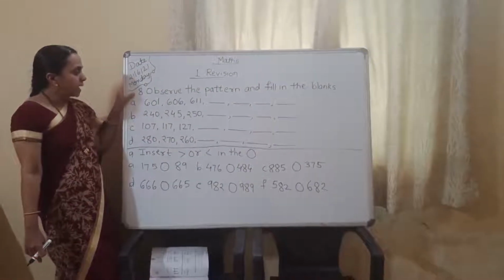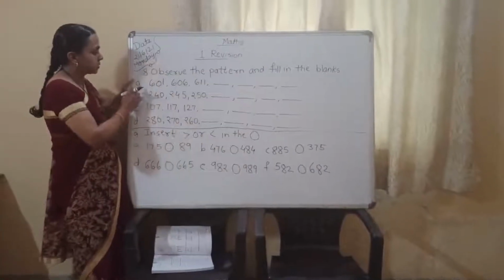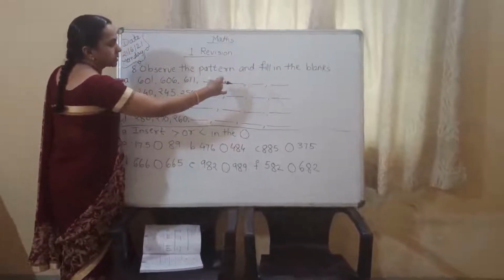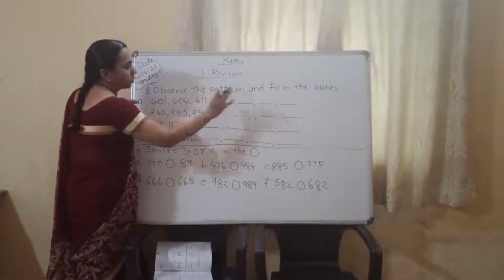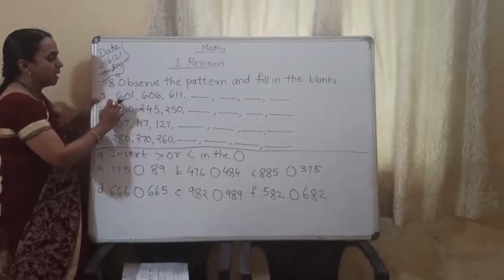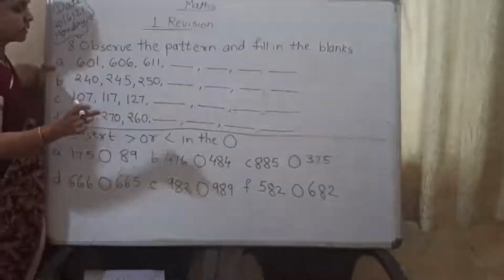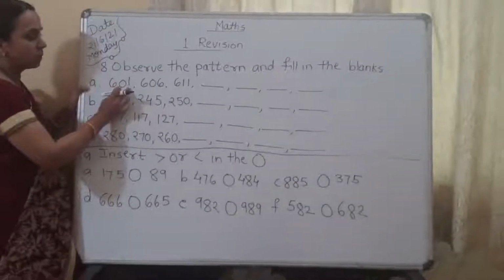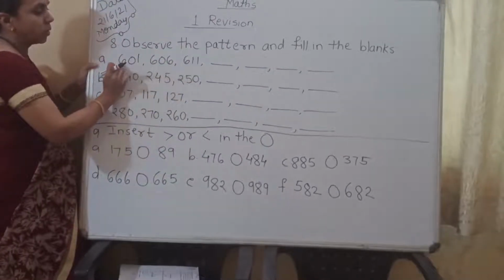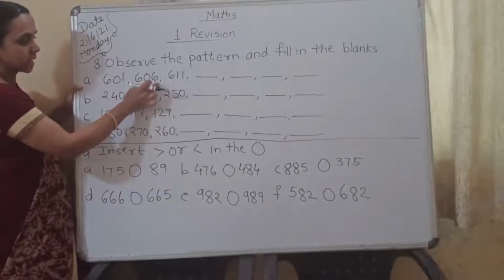Now see 8th question. Observe the pattern and fill in the blanks. So we have to observe this pattern and fill in the blanks. Whatever 1, 2, 3, 4, 4 fill in the blanks we have to write down. Now see first example A. 601, 606, 611. So 601 plus how much equal to 606? 601 plus 5 equal to 606.